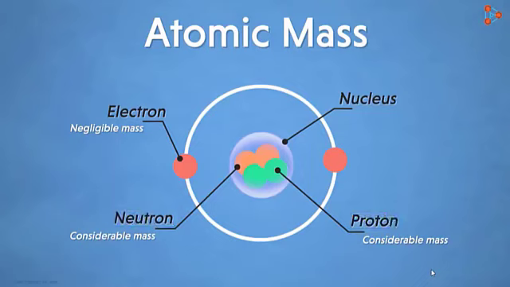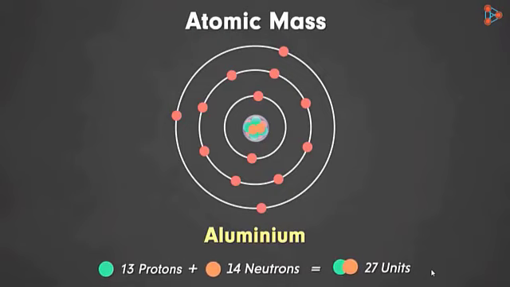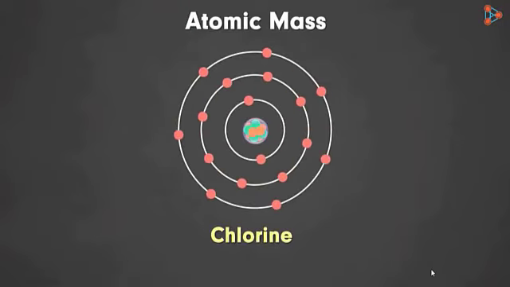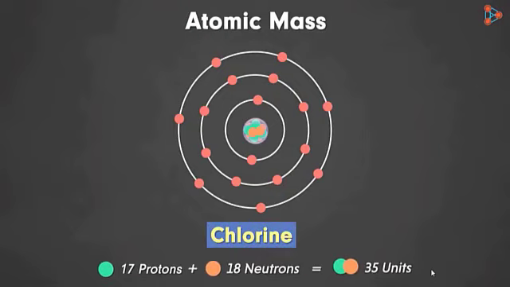Now tell me one thing, which among these two particles should be considered? Shall we consider only the mass of protons or only the neutrons, or both together? Well, since both have a significant amount of mass, we will consider the mass of both together. In a single atom of aluminium, we have 13 protons and 14 neutrons. Summing up the two, we get 27 units, which is the atomic mass of aluminium. Now let's take another random example, chlorine. A chlorine atom has 17 protons and 18 neutrons. That means the atomic mass of chlorine will be 35 units.